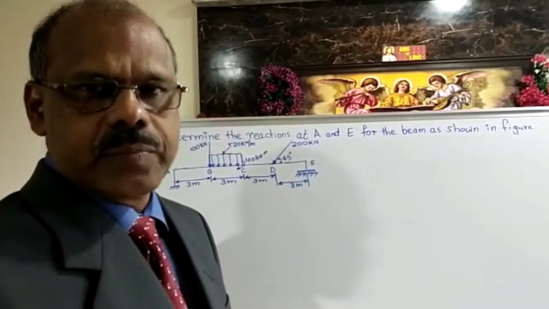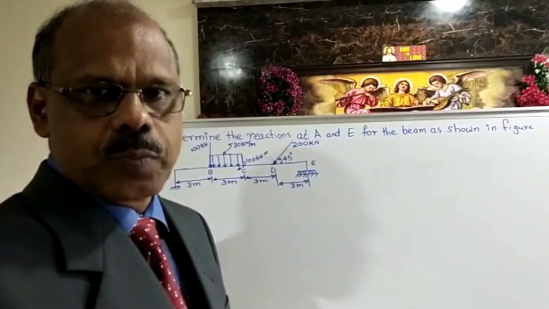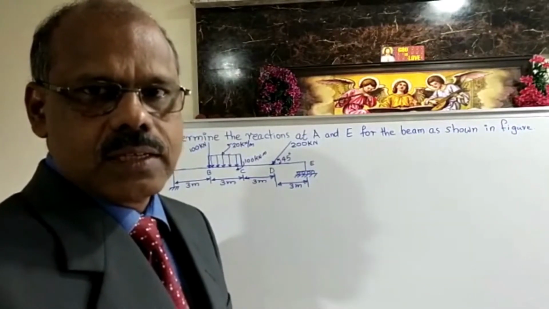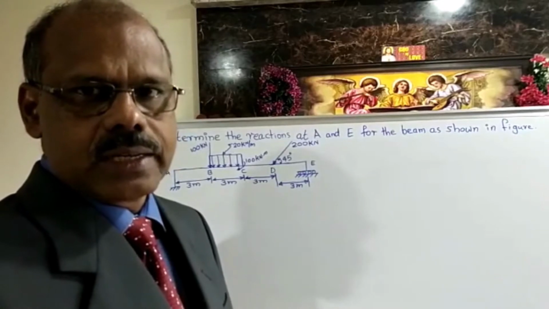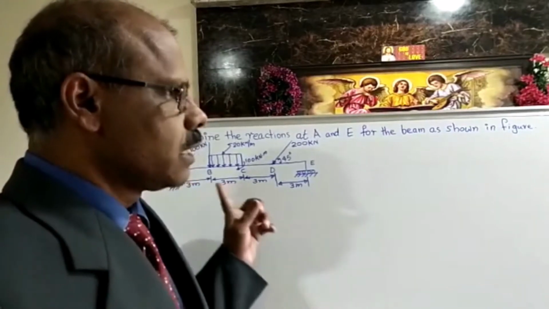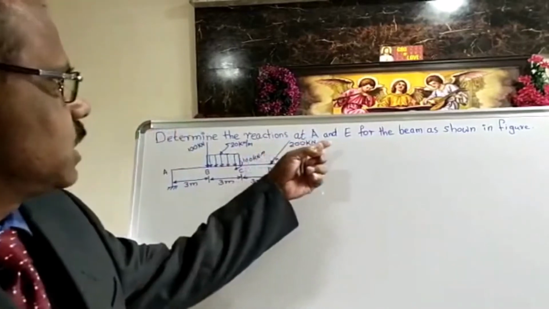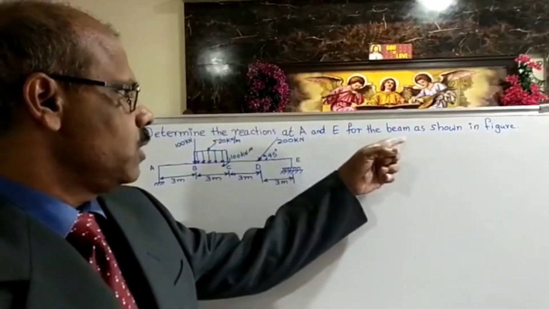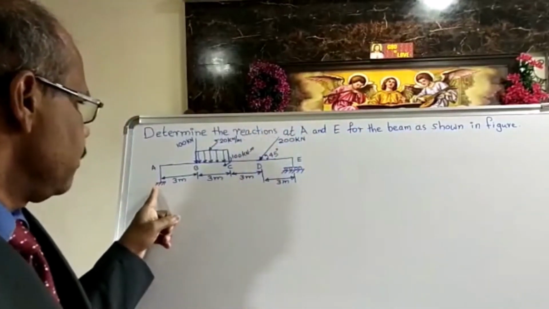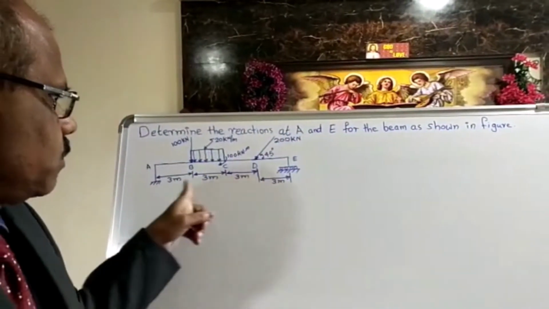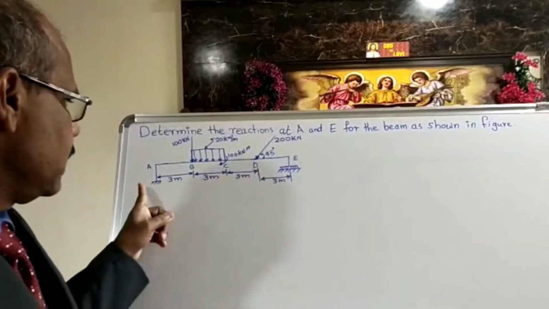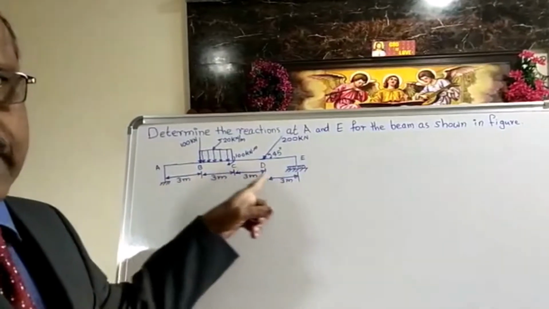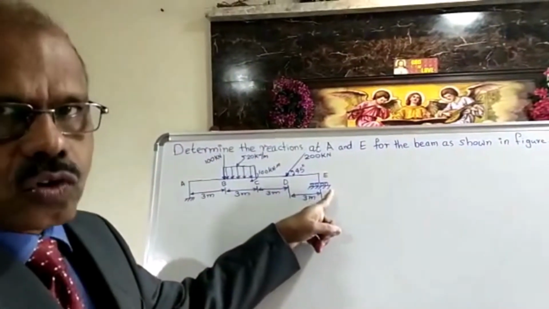In engineering mechanics, we are considering the topic of equilibrium, and in equilibrium also we are considering support reaction. Here the question is written: determine the reactions at A and E for the beam as shown in figure, and the figure is given here. A simply supported beam is given, with support A as well as support E. Support A is a hinged support and support E is a roller support.